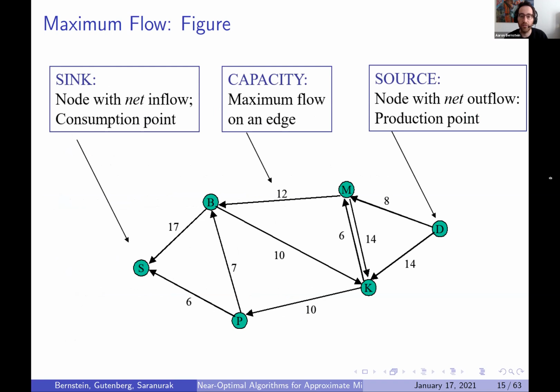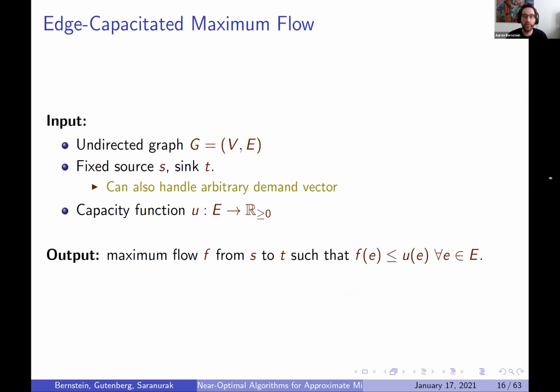So, kind of just a brief definition, we're going to have an undirected graph. You have a fixed source and sink, and you have some capacity function, and you want to find a flow that obeys the capacity function.